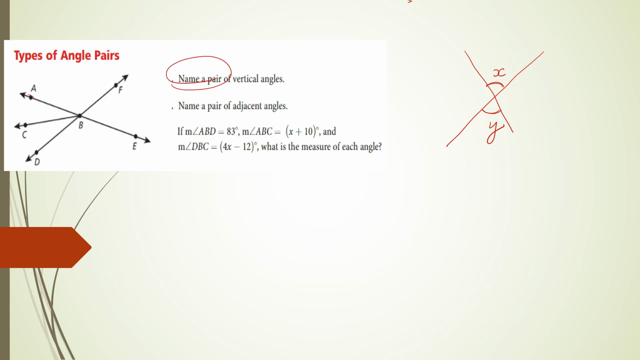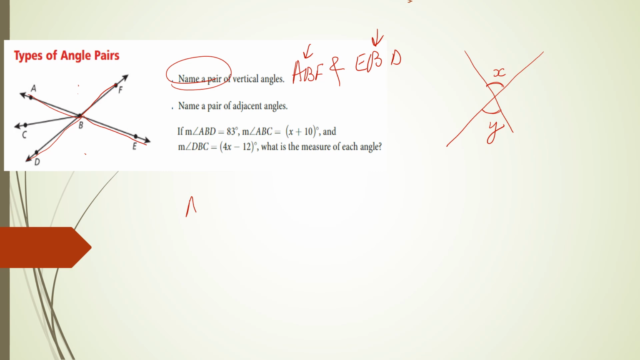Name a pair of vertical angles. We can say that this is angle ABF, right? So ABF, and they share the common vertex, and EBD. You can see that the vertex is in the middle, they both share the vertex, and they have to be exactly opposite to each other.